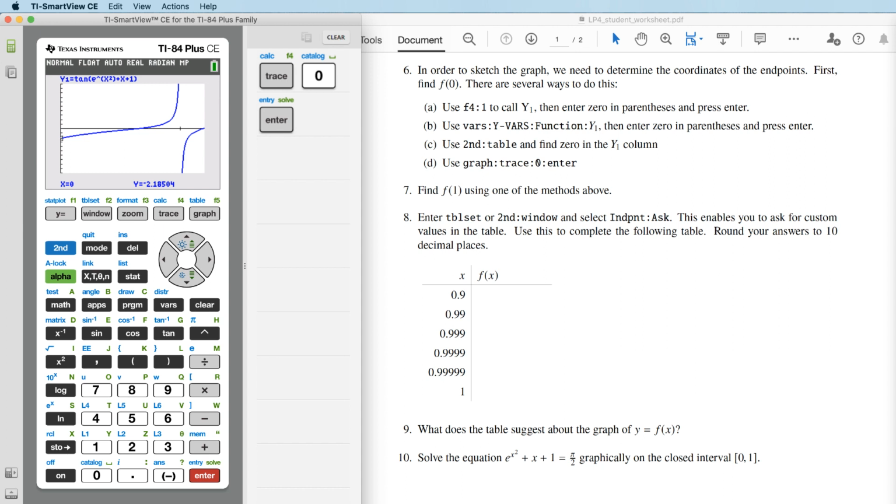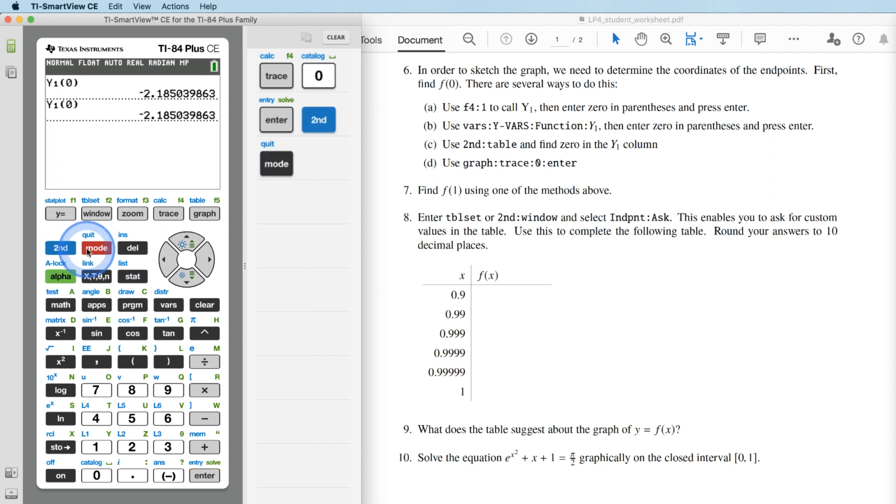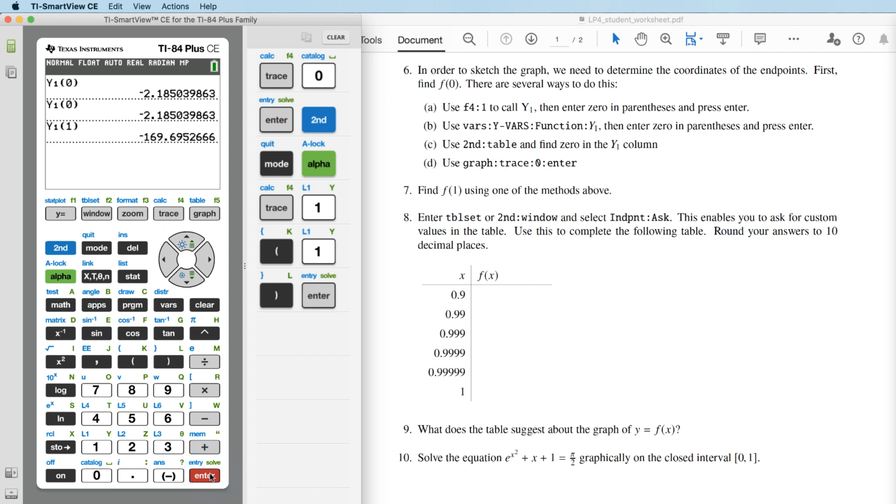Okay, next question, number 7. Find f of 1 using one of the methods above. So I'm going to quit and use the method that I prefer, but you can use any of those 4 methods. I prefer the F4 method. That's the fastest for me. So alpha F4, 1 for Y1, and then in parentheses I enter my X value, hit enter, and there we have Y of 1, or f of 1, is negative 169.6952666.